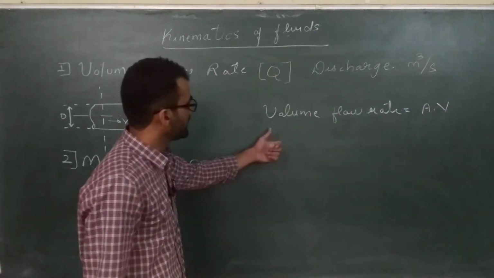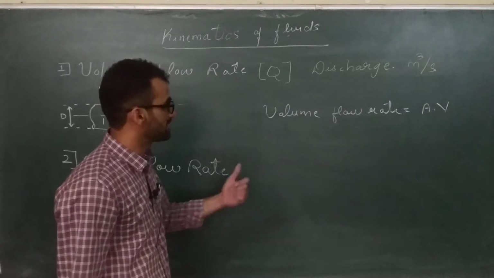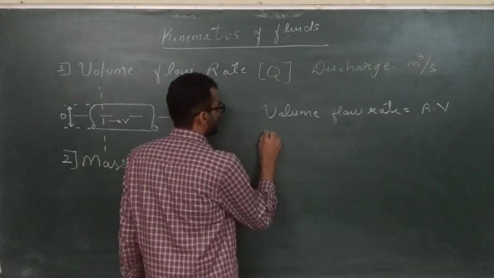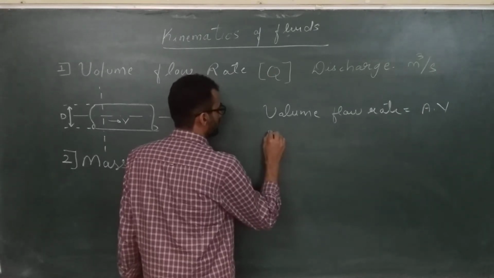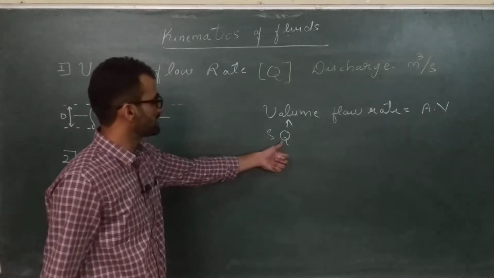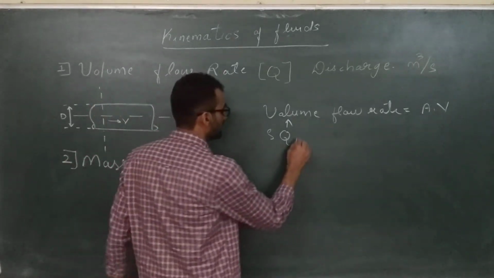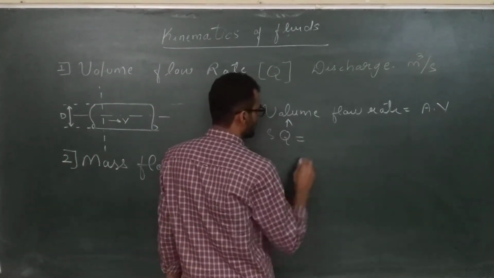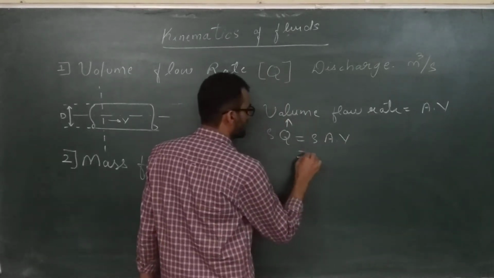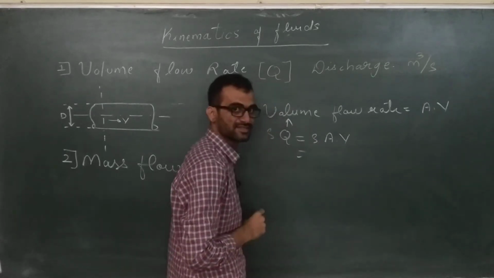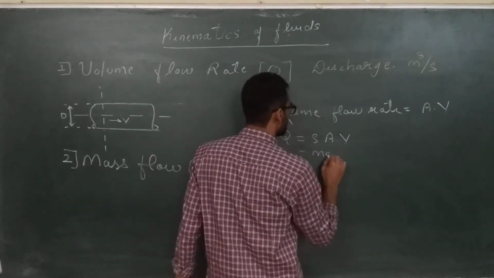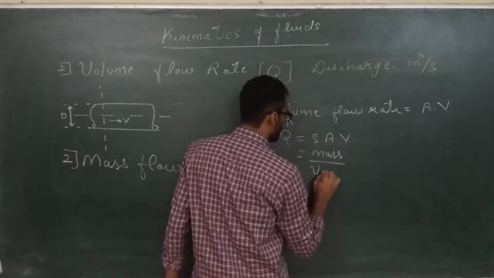Now what if we multiply this volume flow rate by the mass density? What we will get? Let's try to do that. So rho into Q. If you multiply discharge by rho, what you will get? See, Q is what? Area into velocity. So we will get rho A into V. So we are getting rho, and rho is what? The mass density, mass per unit volume.